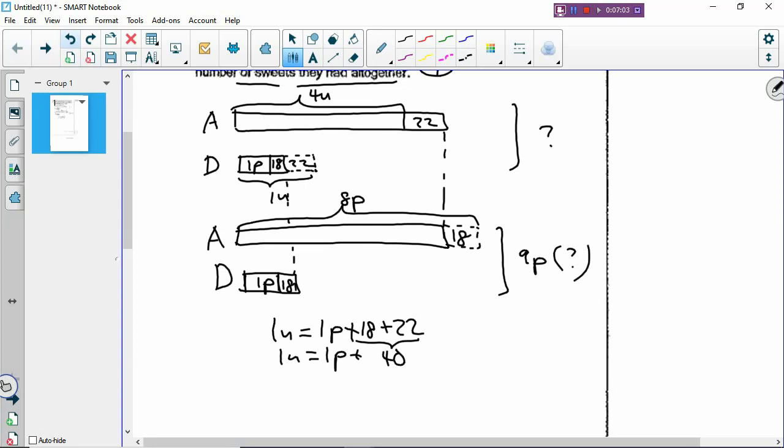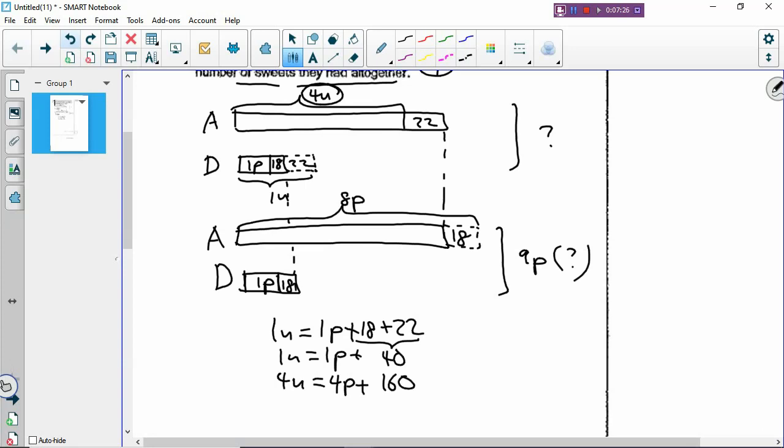Now you look at Alice. After you have looked at Doris, you look at Alice and compare the two rectangles for Alice. So Alice got 4 units over here. What is 4 units? If 1 unit is 1 part plus 40, then your 4 units will be 1 times 4, you get 4 parts, and 40 times 4, 160.